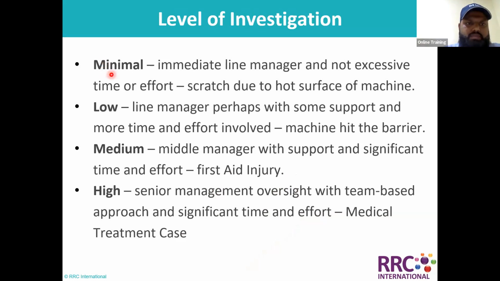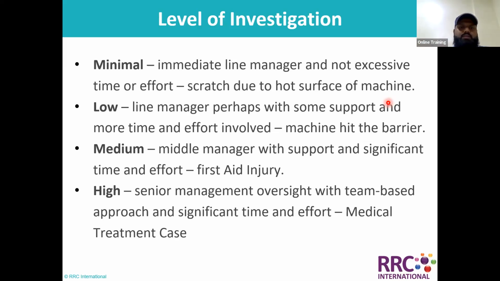management. For example, a minimal level of investigation is required, in which the immediate line manager is involved and not excessive time or effort is required. For example, a scratch due to a hot surface of a machine. In case I am coming here and there is a hot surface of the machine, my hand got touched and just a small scratch comes up on my hand, this is a minimum level of investigation required, to find out why it is happening.